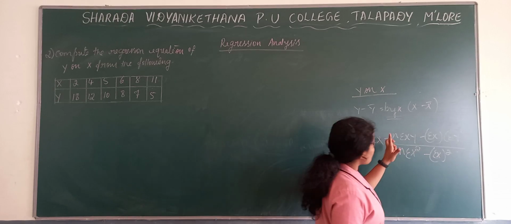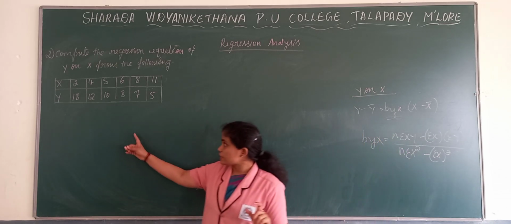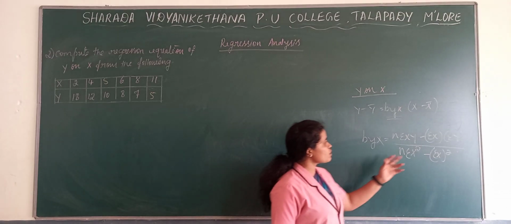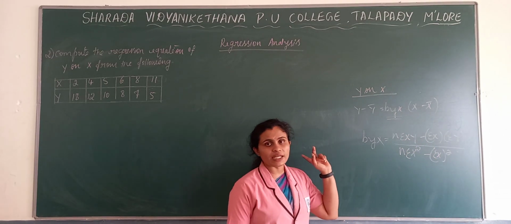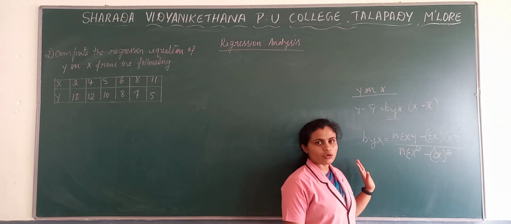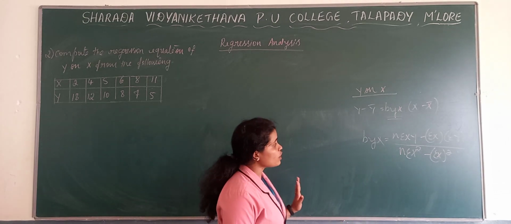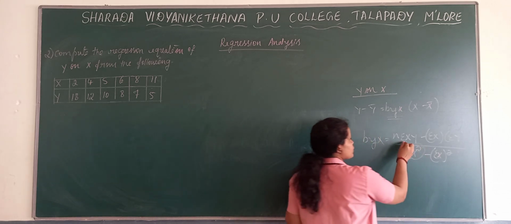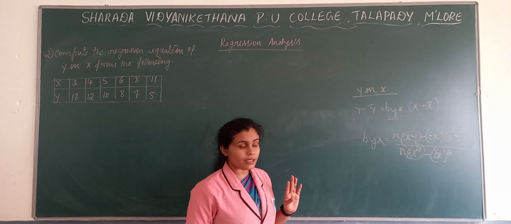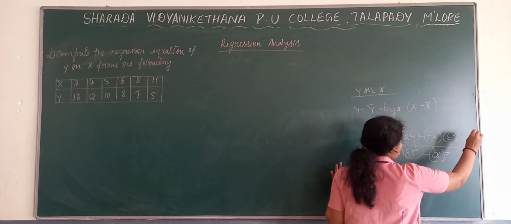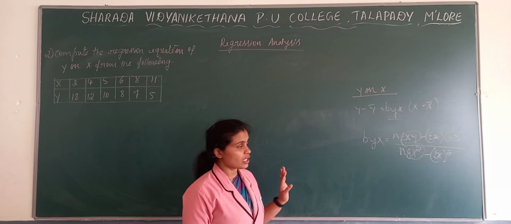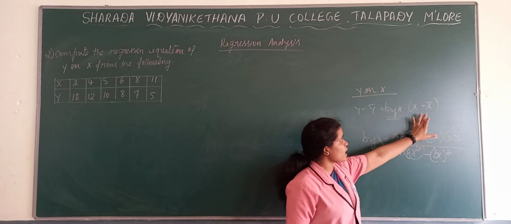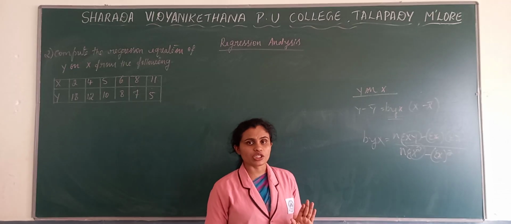Here we are going with the direct method. Since the values are very small, we are not going with the deviation method. Deviation method means instead of x and y we get u and v. So what do we require? We need to calculate x square and x into y, then the total of the x column and the total of the y column, and then we require x bar as well as y bar.